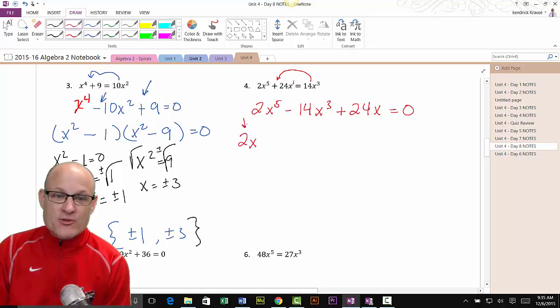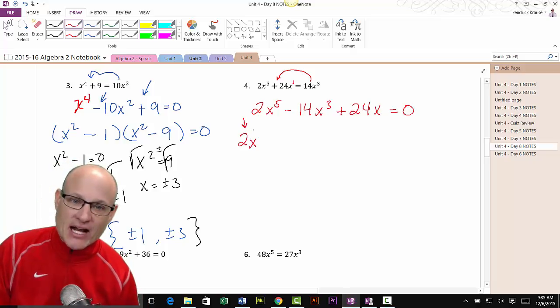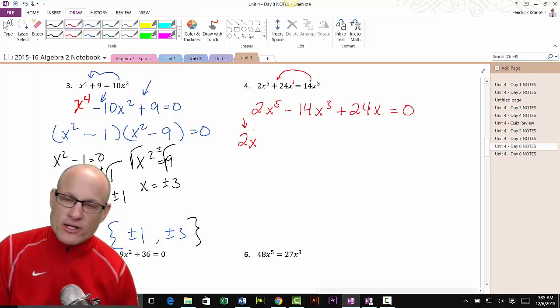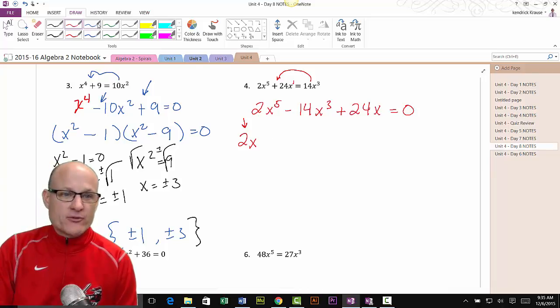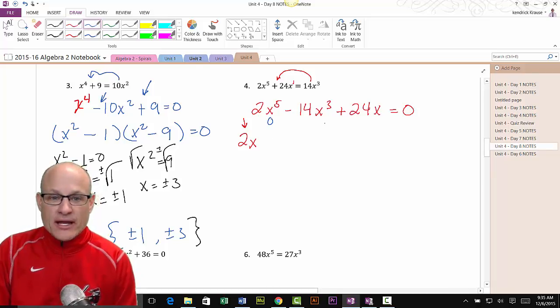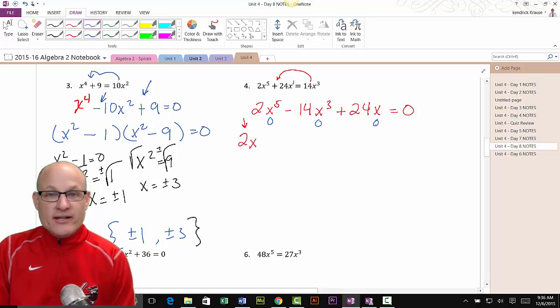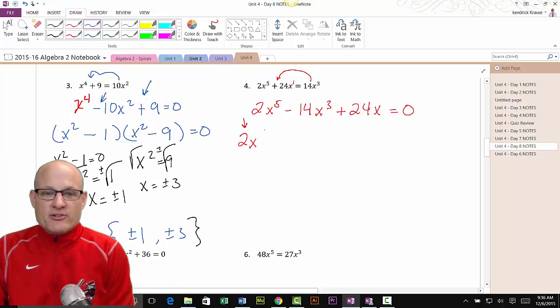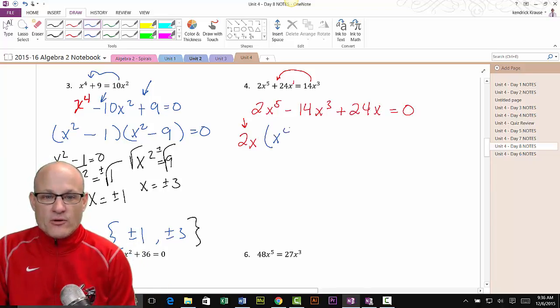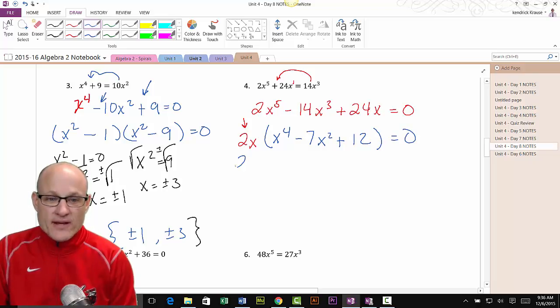Now, I cannot throw this away because it has an x. But clearly, 0 is going to be one of my solutions. Whenever there's a GCF that has an x in it, 0 is going to be one of my solutions. Now, think about it this way. If you put in a 0 here, and a 0 here, and a 0 here, isn't the whole thing going to be just 0? Sure. So I took out my GCF, and I'm left with x to the 4th minus 7x squared plus 12 equals 0.